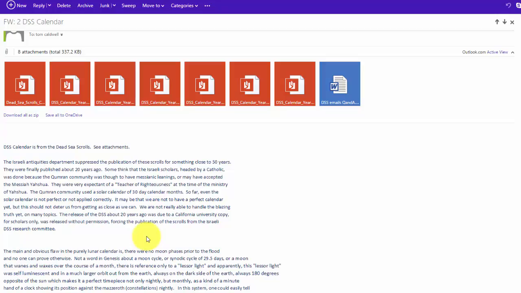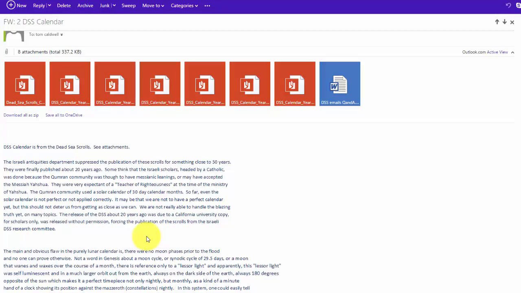She goes on to say the Qumran community used a solar calendar of 30-day calendar months. So far, even the solar calendar is not perfect or not applied correctly, and I agree with that. It's not a perfect calendar. It may be that we are not to have a perfect calendar yet, but this should not deter us from getting as close as we can. We are not really able to handle the blazing truth yet on many topics.